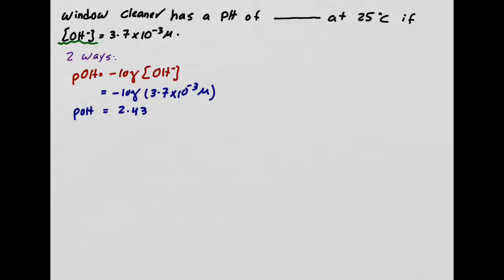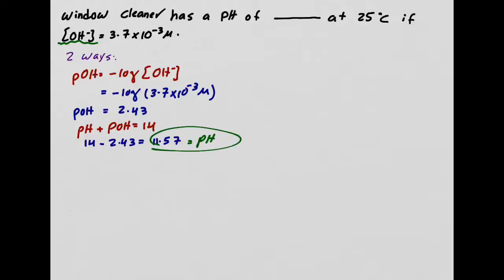Okay. Now, this is pOH. The question does not ask you for pOH. The question asks you for pH. But I had OH minus, so it made sense to figure out pOH. Now, that's not a problem, because we know the relationship between pH and pOH. If you add them together, you're supposed to get 14. So all I have to do is subtract the pOH from 14, and what I end up getting is 11.57. And this would be my pH.